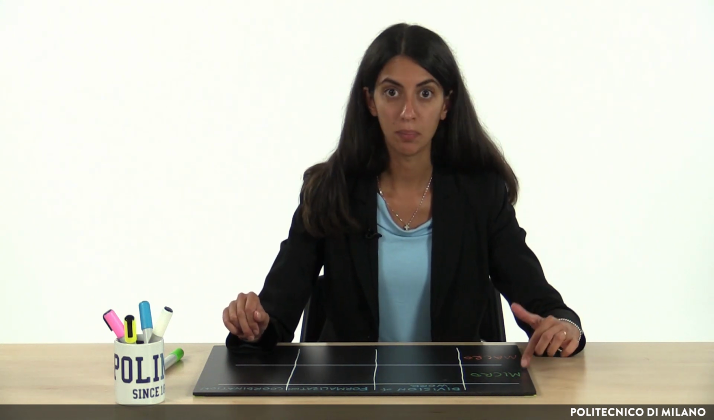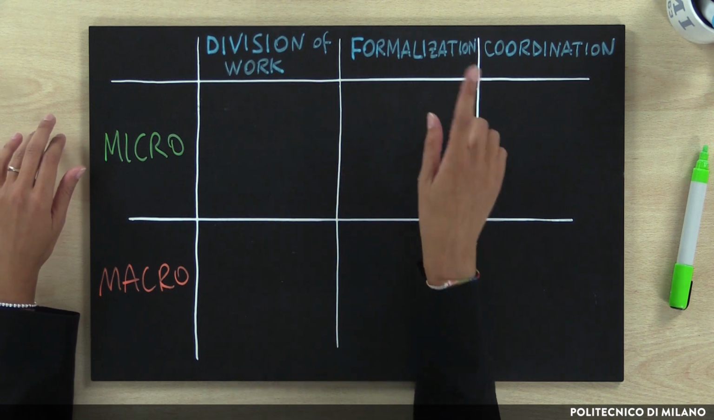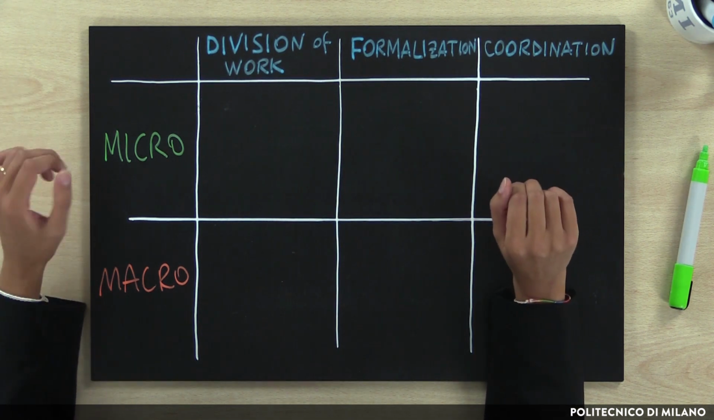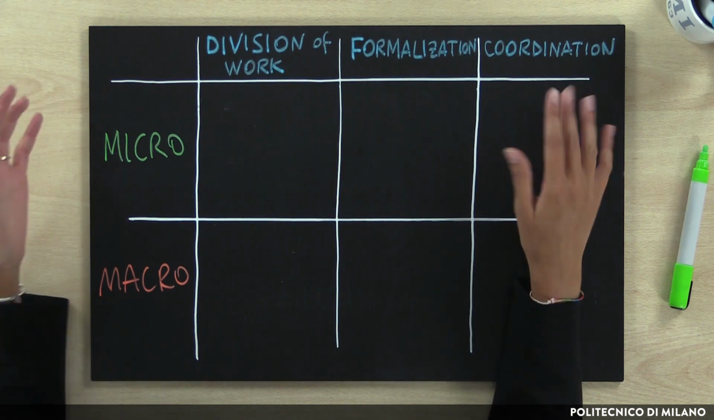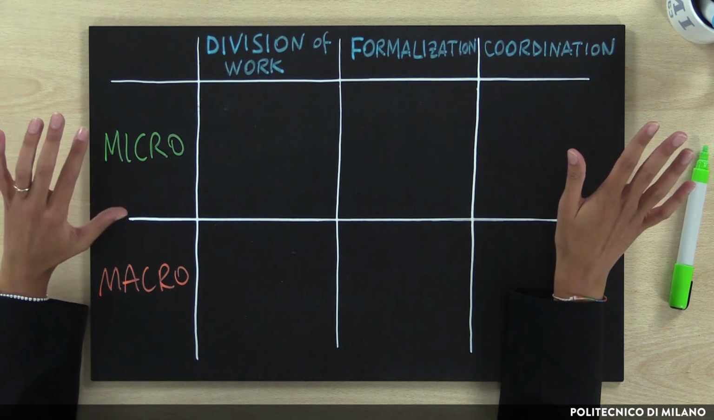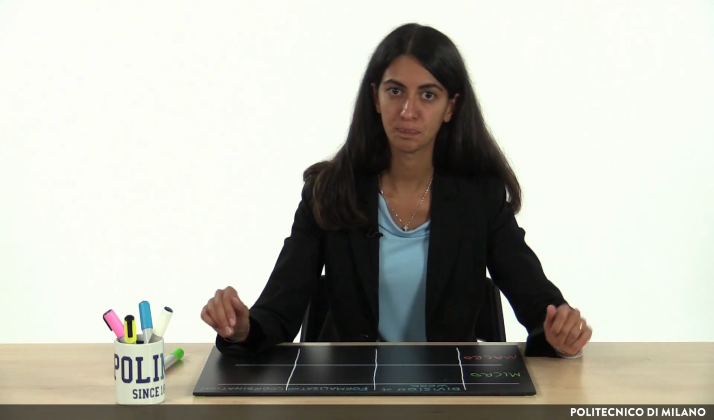Both levels, micro and macro, can be described according to similar choices: division of work, formalization, and coordination. The different options that we have for these three aspects represent the main variables that we can use to design in a proper way the structure of the organization. Dedicated lectures will explain in details all the dimensions, but let's now have an overview and compare them at the micro and the macro level.